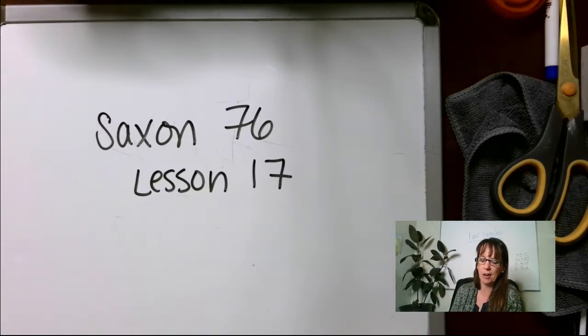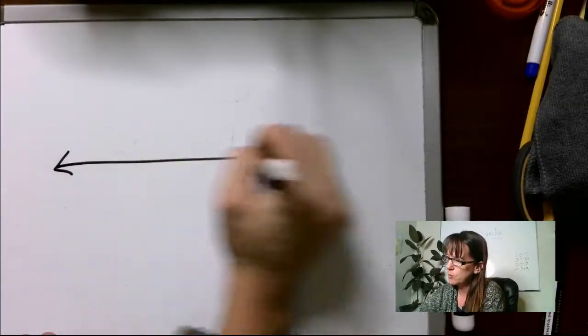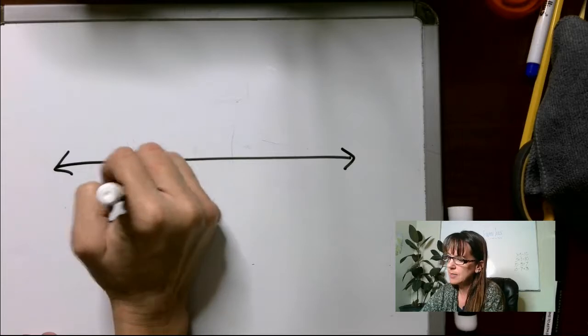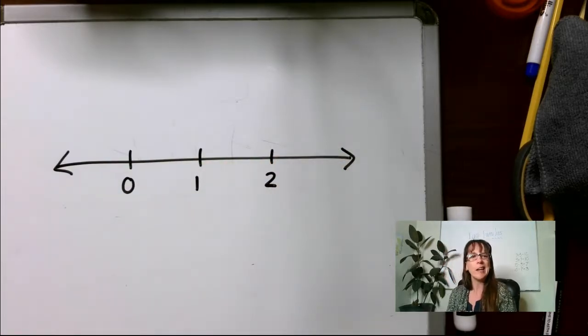Guys, today we're going to be talking about fractions and where they fall on the number line. So guys, we've got a number line, looks like this. And this is 0, 1, 2, right? And so what we're going to do is talk about where certain numbers fall on that number line.